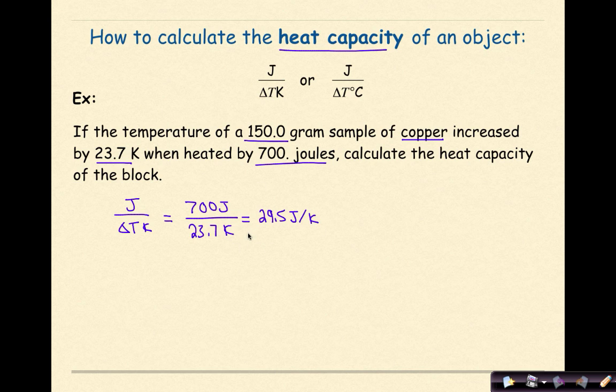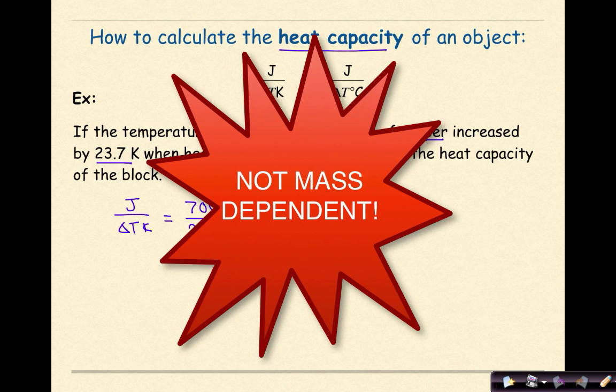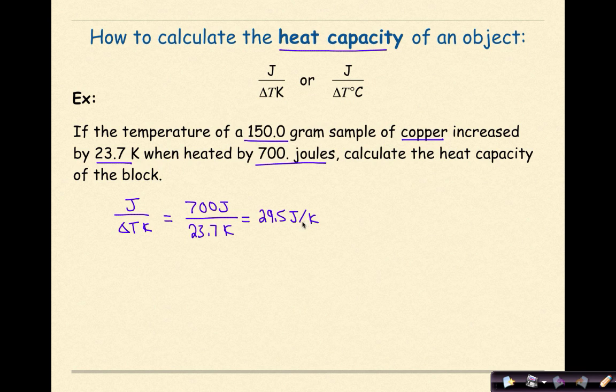This whole process is not mass dependent. It is not mass dependent, and the mass here is used as a distractor. So when calculating heat capacity, big thing to remember, not mass dependent, and the mass is included just as a distractor, so we're not going to be using it to calculate the heat capacity.